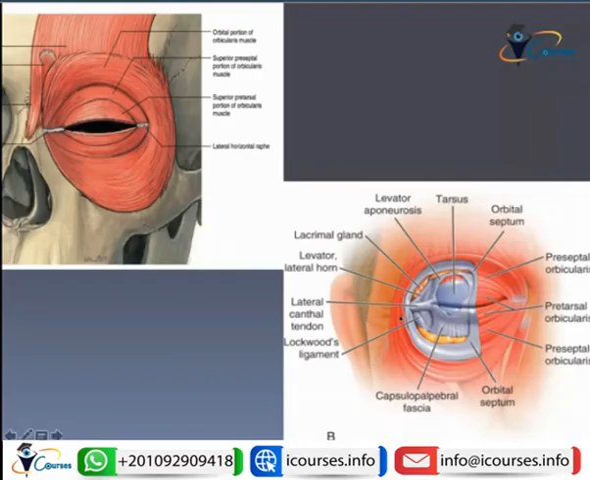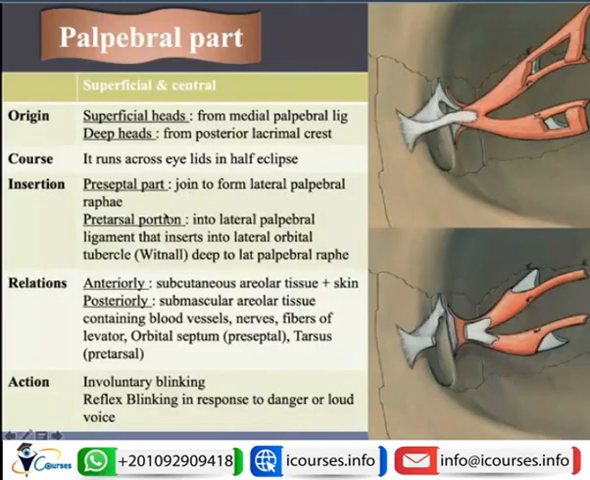While the pretarsal orbicularis oculi, as you can see here, will insert into the lateral canthal tendon or the lateral palpebral ligament, which will in its turn insert into the lateral orbital tubercle. So the preseptal will join to form the lateral palpebral raphe, while the pretarsal will join to insert into the lateral palpebral ligament that will insert into the lateral orbital tubercle. This lateral orbital tubercle and the lateral palpebral ligament are located deep to the lateral palpebral raphe.